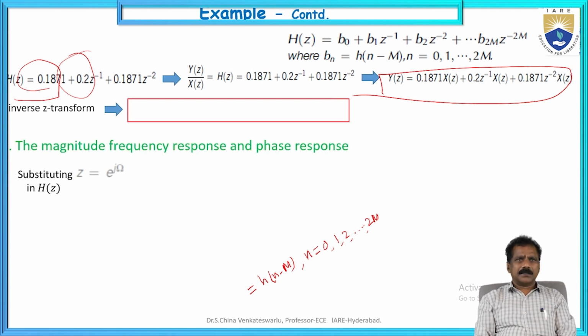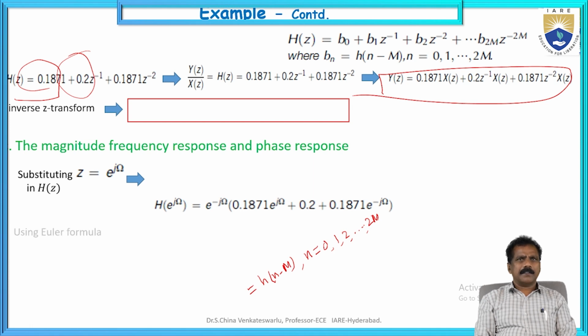So that's the magnitude frequency response and phase response. Here we have to substitute z equal to e power j omega. With this, H of e power j omega is equal to e power j omega of 0.1871 e power j omega plus 0.2 plus 0.1871 into e power minus j omega.